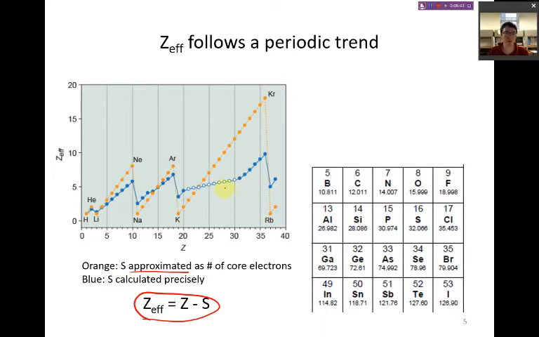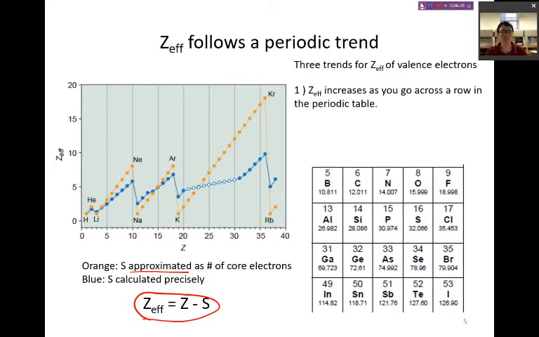the effective nuclear charge. And so we can see that there's relatively good agreement, especially early on, but then as we get higher in our proton number, the discrepancy is larger. However, there are a few trends that hold true both for the approximated values and for the actual calculated values. The first trend that you need to be familiar with is what happens as we go from left to right across a periodic table, across a row.